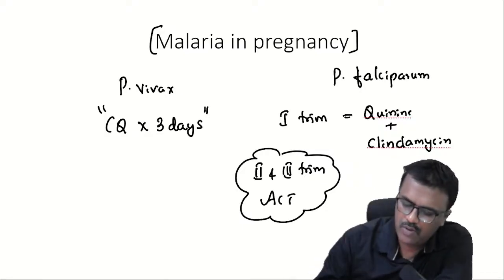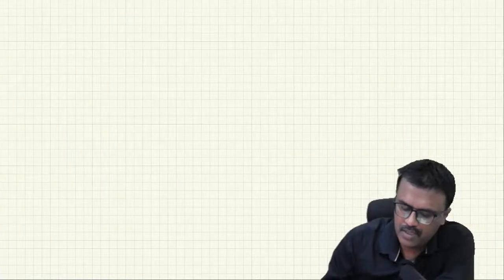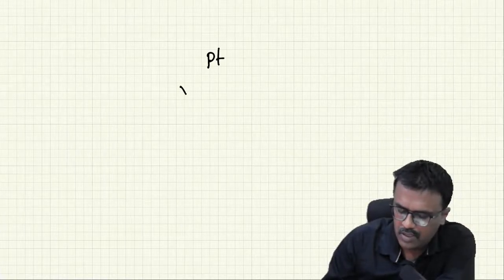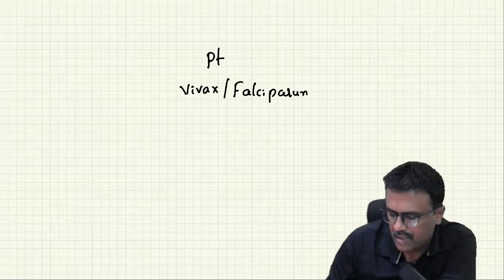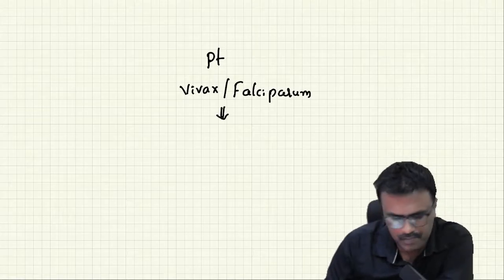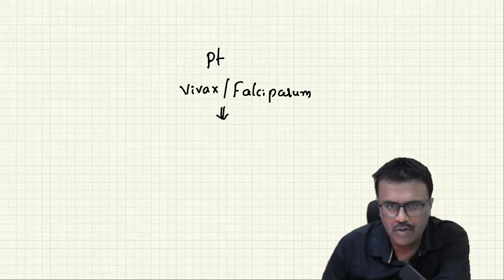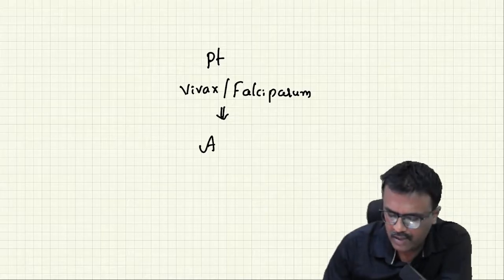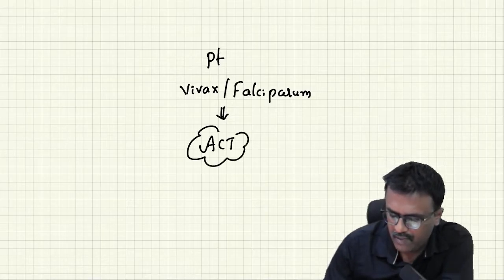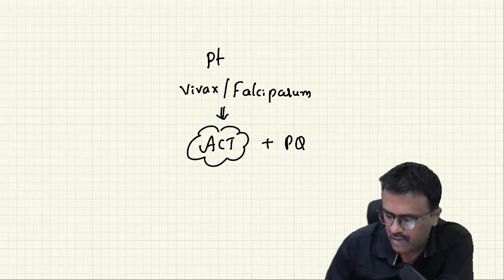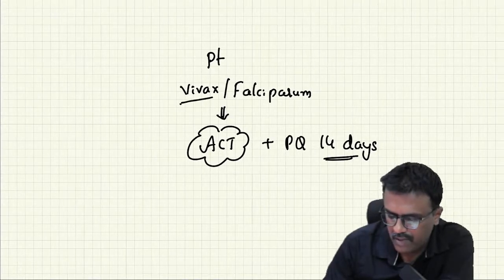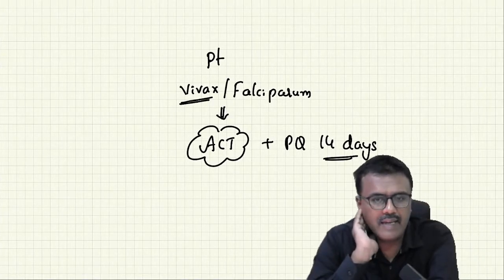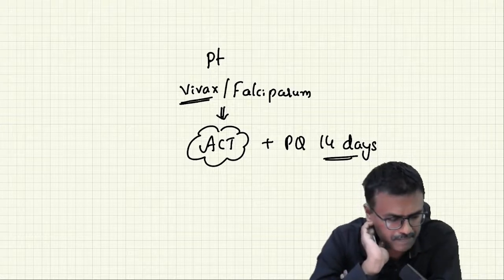Now, one more thing I want to add here. Suppose a patient comes to you, and you see in the blood that both Vivax and falciparum have infected. Then what is the treatment? Will you give chloroquine? No, we will give ACT regimen only. But with ACT regimen, we use primaquine for 14 days. Why 14 days? Because for Vivax, I have to do radical cure and kill the hypnozoites. That's why.